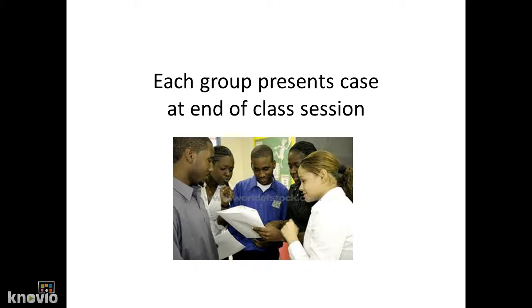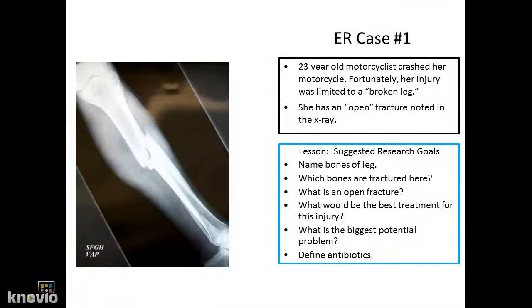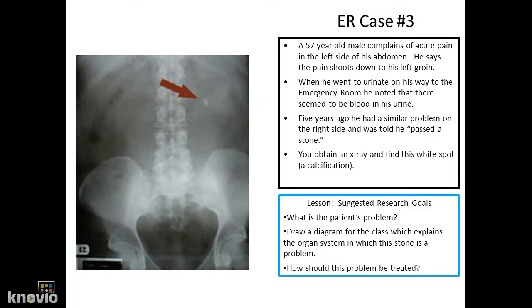There are 16 cases. Each case comes with the same cover. Here are a few examples of the cases. Each case comes with a brief description of the patient and his or her problem. Then there are a few suggested research goals for that case. Case 1 here is a motorcycle accident and an open fracture. Case 2 is a subdural hematoma resulting from an older woman slipping on stairs. Case 3 is a man with a recurrence of a kidney stone.